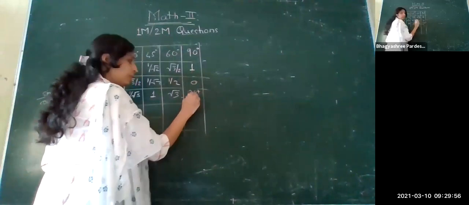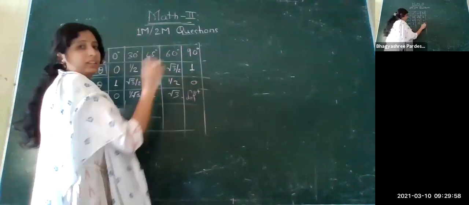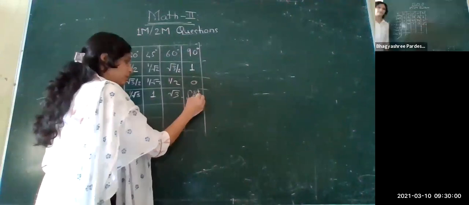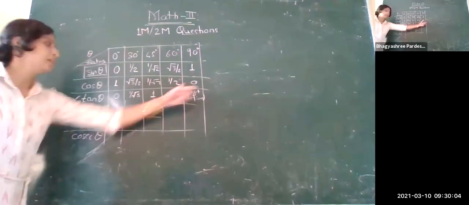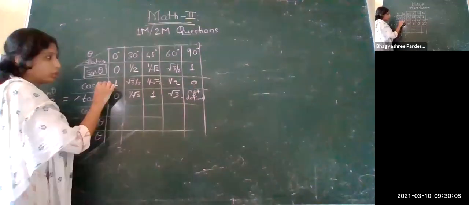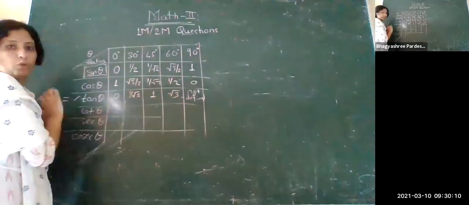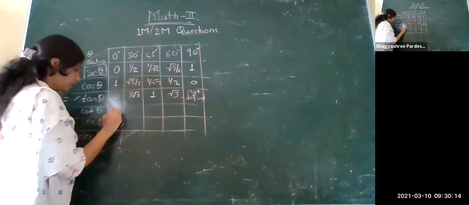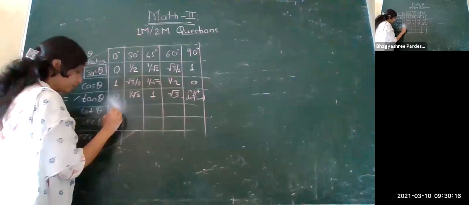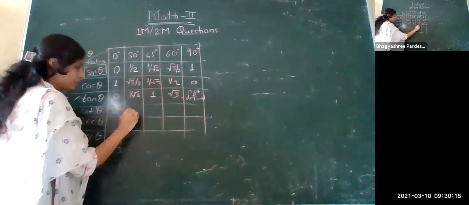Sometimes we can write here, not defined. For tan theta, cot theta is actually the reverse of tan theta. Simply, as we did for cos theta, the same we are going to do for cot theta. Right now, not defined. Then next is root 3, 1, 1 by root 3, and 0.